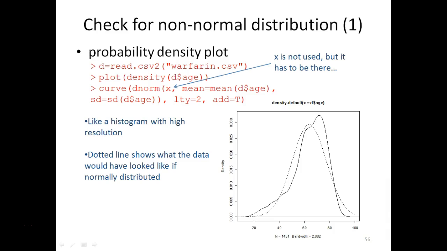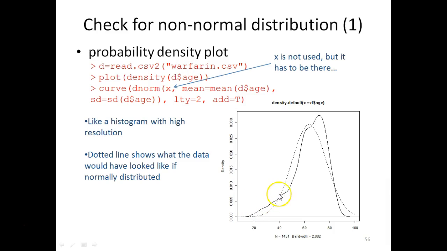density command. In this example we load the warfarin dataset and put it in D, and we then want to make a normal density plot of the ages of all patients by using the plot command. What we're plotting is the density. We use the density command here and provide it with, as an argument, the age column.